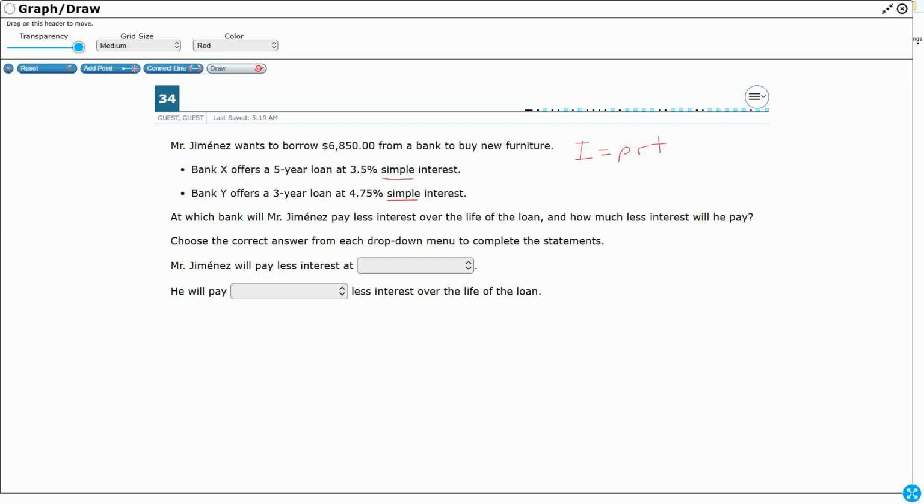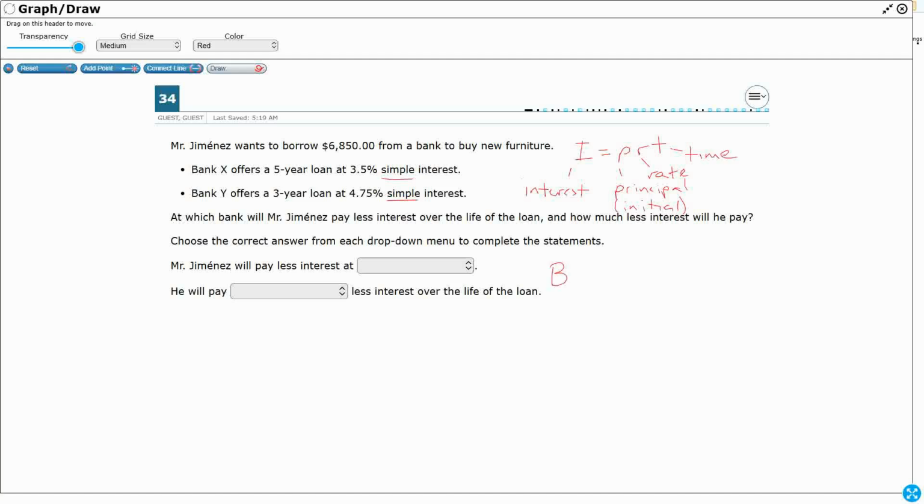Now we need to know what each of those letters stands for. So this I is the interest, so that's what we're looking for. P is the principal. So how much money are you starting with? So principal is your initial or your starting value. In this case, it's going to be the 6850. The R is the rate. They're going to give it to us in a percent. We do need to go ahead and put that into a decimal. And then the T is going to be the time. And that's typically going to be years, which it is here. Sometimes it'll be months. So let's look at each of these.